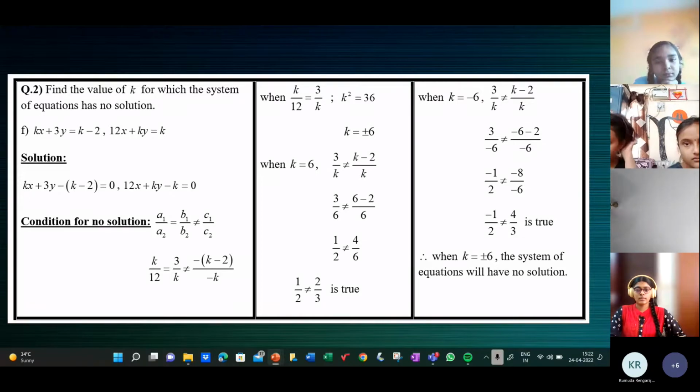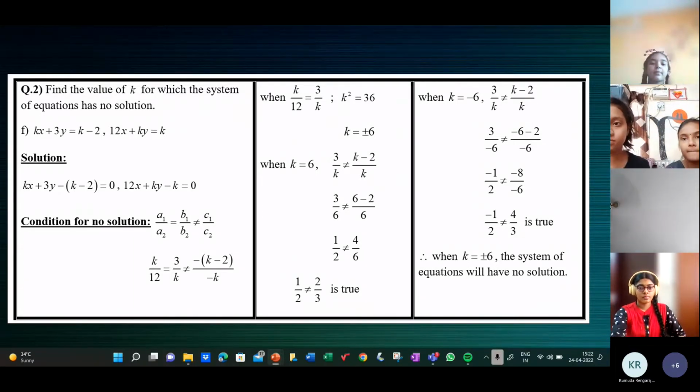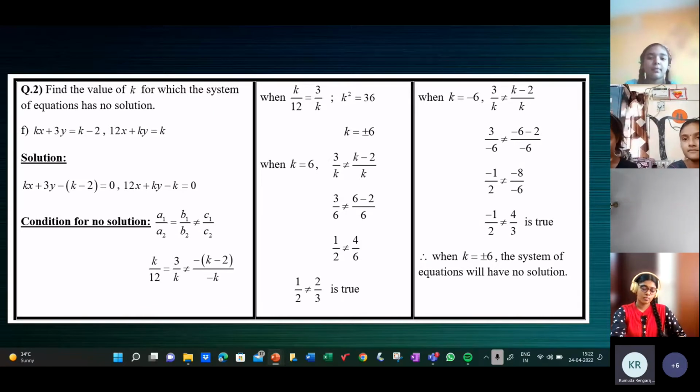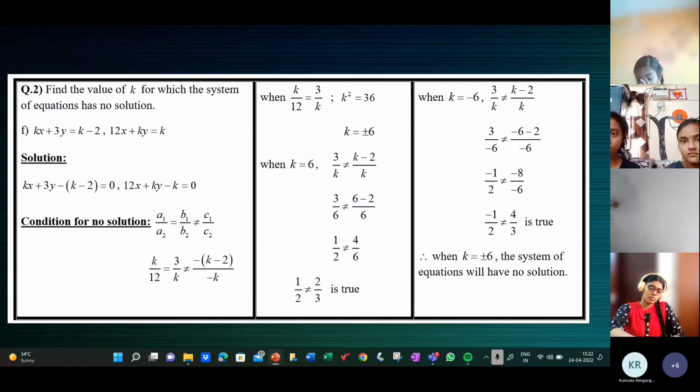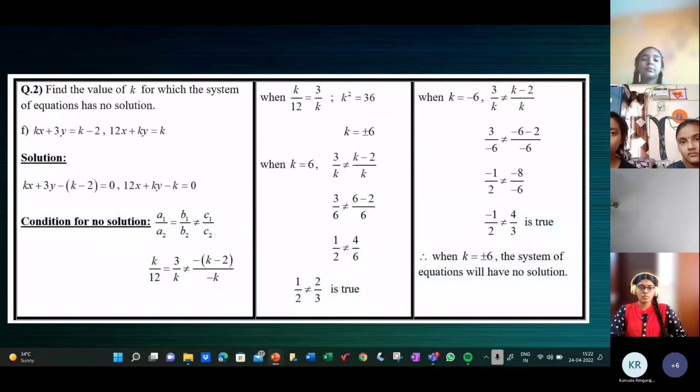Understood, children? Yes, ma'am. All right, so you will get the value of k and then you will validate if you can go ahead with the value of k. If you get false, you should not take that value of k. If you get true, you can take that value of k. Screenshot, children. Done?